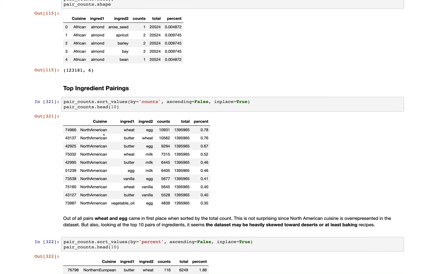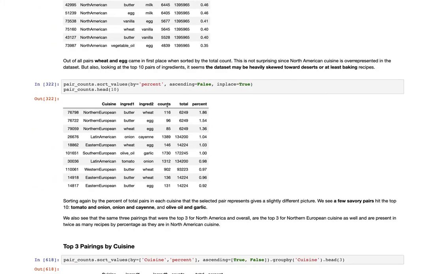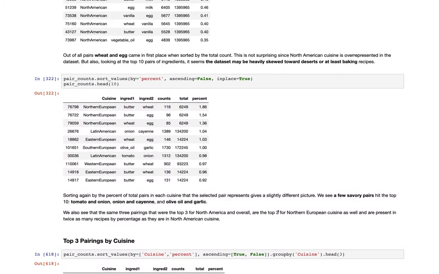So here we have it sorted by the counts, which, like I said, not the best way. So then we did the same thing by percent, and then you can see some other cuisines showing up in our top list there.